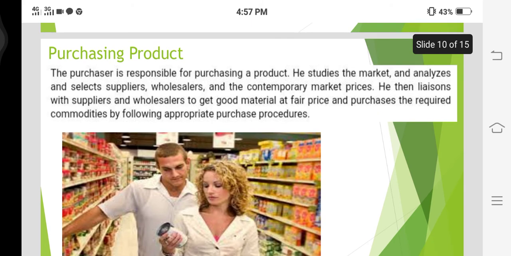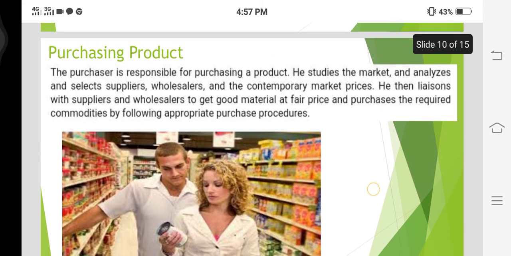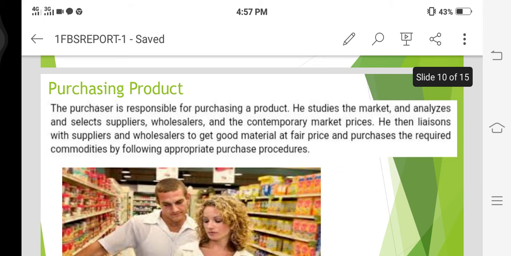Purchasing product. The purchaser is responsible for purchasing a product, studies the market and analyzes, selects suppliers, wholesalers, and the contemporary markets.